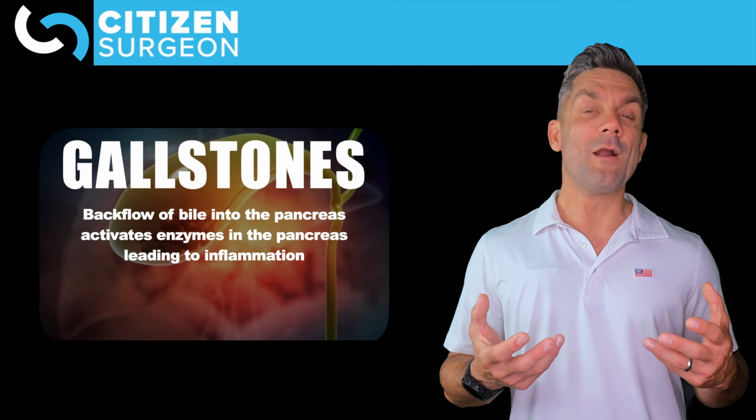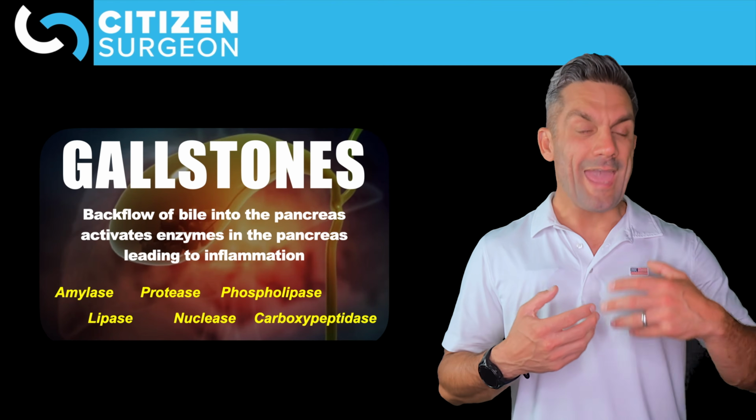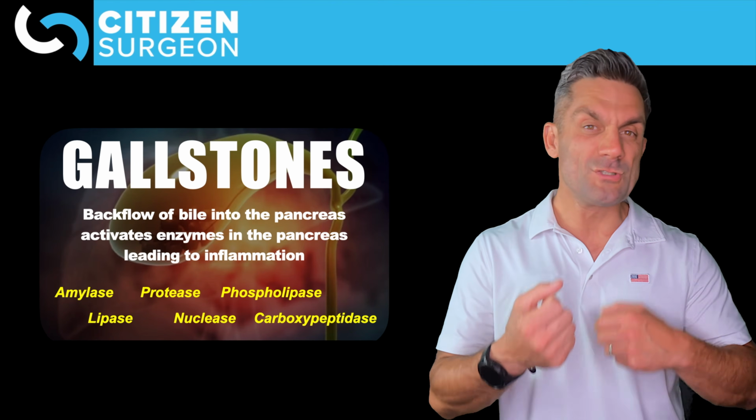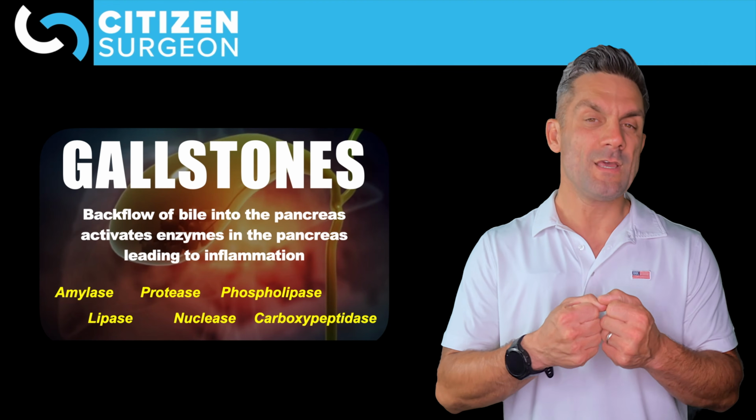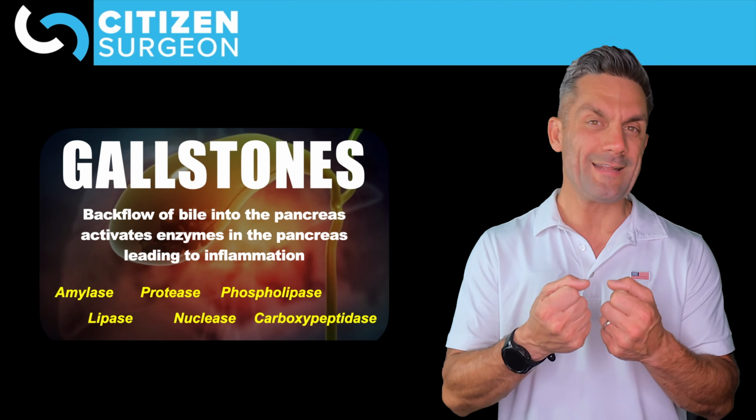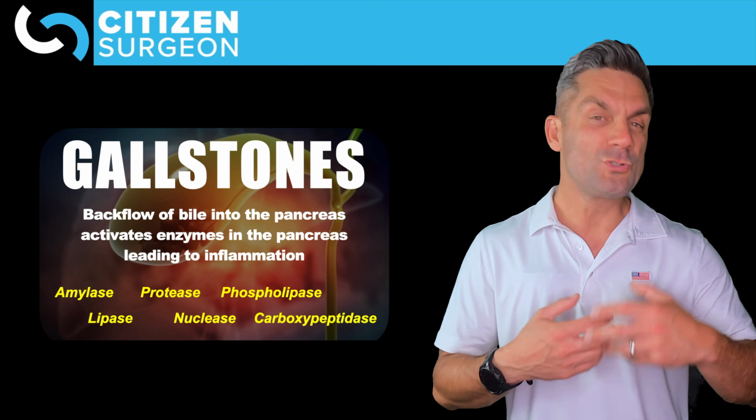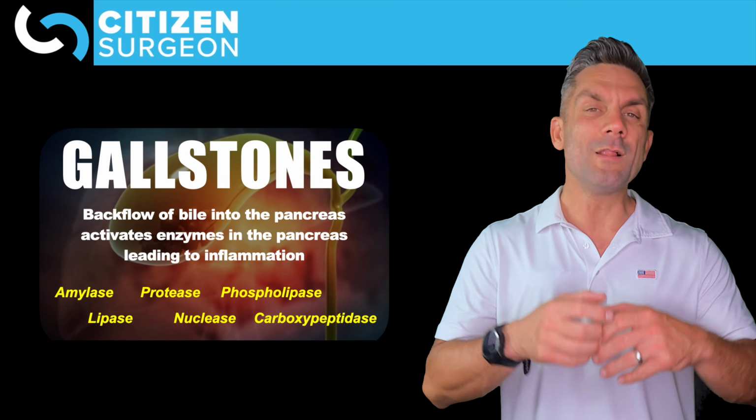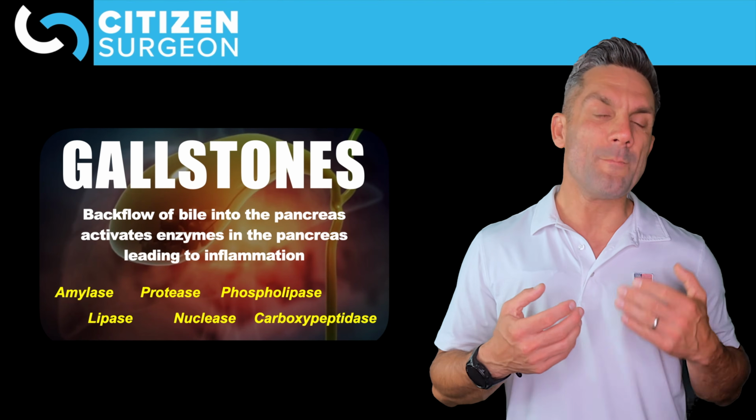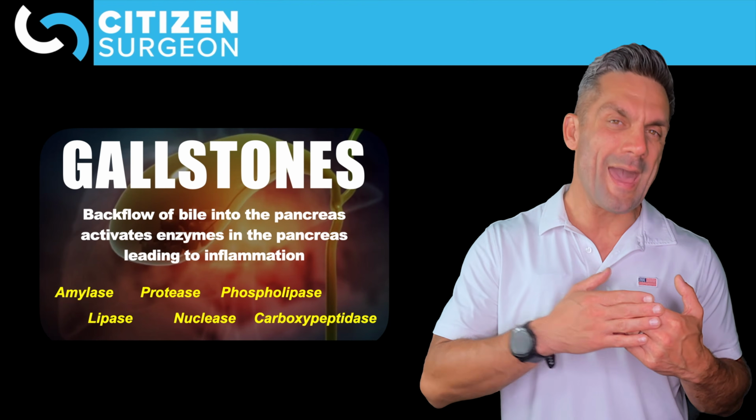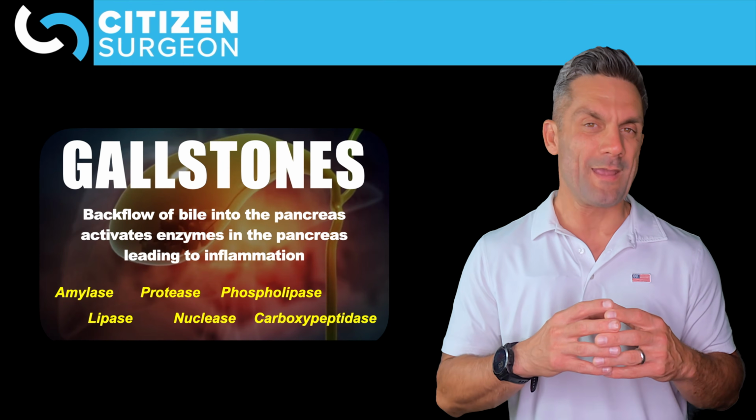So what are some of those pancreatic enzymes? Well, we have amylase, which breaks up different sugars. We have peptidase, which breaks up proteins. We have lipase that breaks up fat. We have phospholipases, nucleases, trypsin, trypsinogen. All of these are activated when a gallstone blocks the pancreatic duct and causes backup of pancreatic juice within the main and even the accessory pancreatic duct.